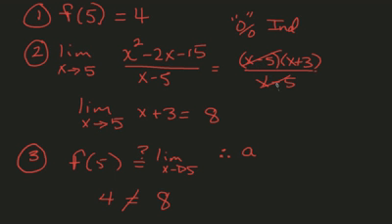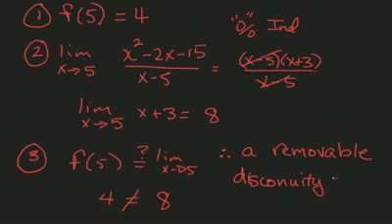So therefore you can say we actually removed the discontinuity, right? So removable discontinuity at x equals 5. Okay? That's basically it. Not much more to it.